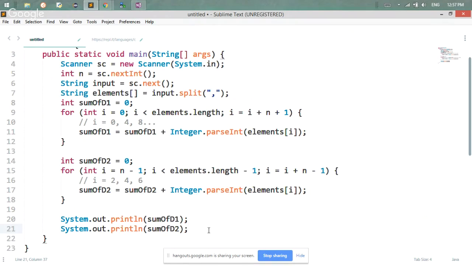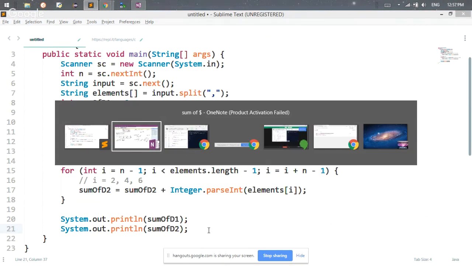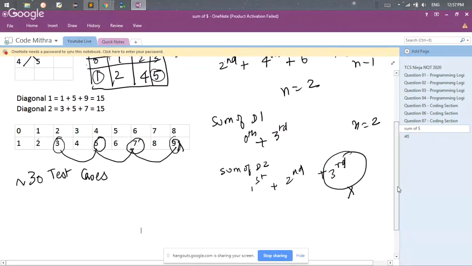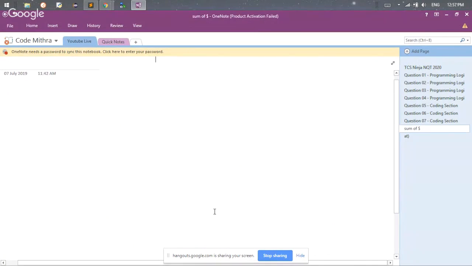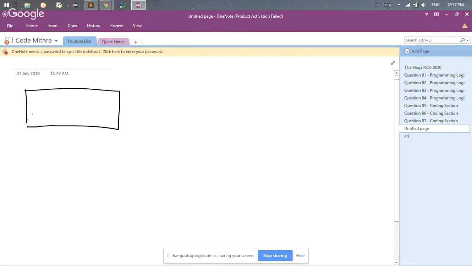So with this, we will be able to identify the sum of diagonal 1 and sum of diagonal 2 as well. Okay. So I'll give you one more bonus question which you can solve, and I will be giving you the solution as well. This was asked again in the previous one only. So let's assume that you have an array here.